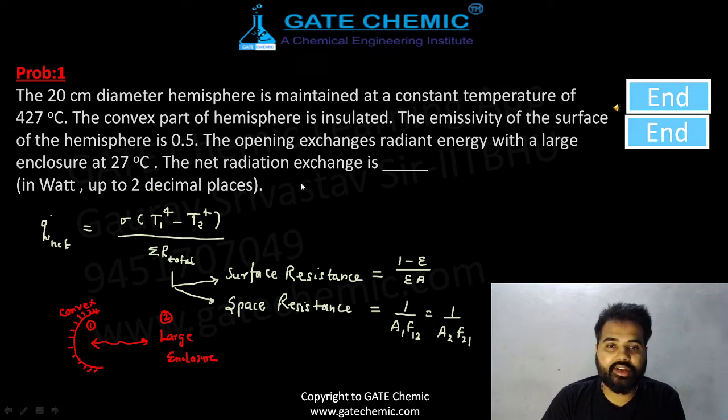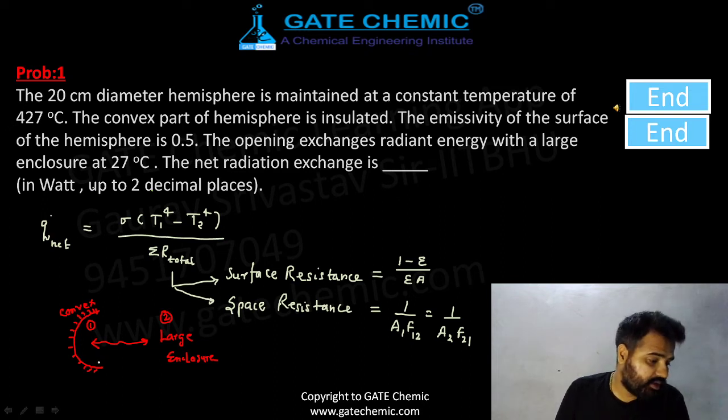So now, better pay attention here. I can't give you more time. It's a very easy problem. Here you can see this is your convex part and this inner side is maintained at 427 degrees Celsius. That means first you have to convert this into Kelvin. You both got 620, then maybe 620 is correct. Please give me some time, I will calculate it again. Now see here. Wait, where is 1, 2? One data is missing.